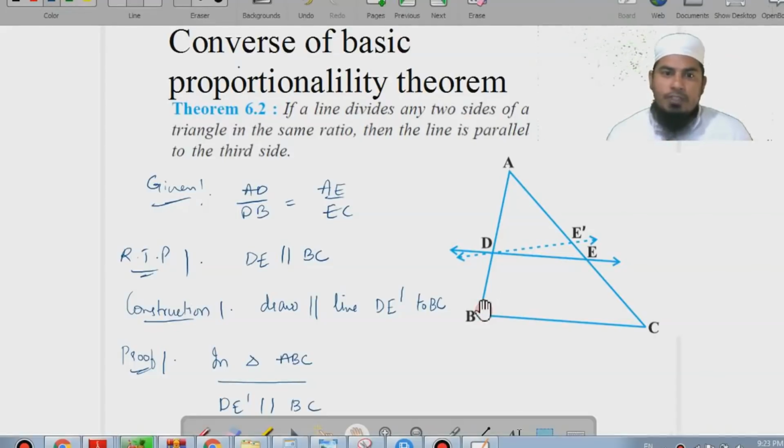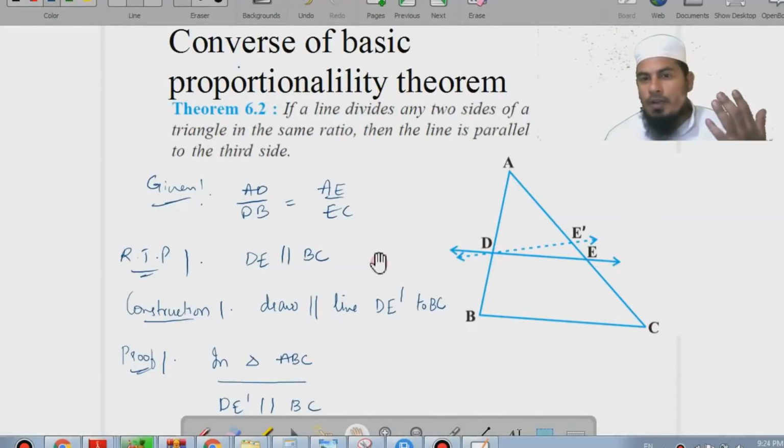Let us prove this. Given is AD by DB is equal to AE by EC. We need to prove DE is parallel to BC. Let us construct and think: if DE is not parallel to BC, there must be another line which is parallel to BC. So draw a line DE dash parallel to BC.